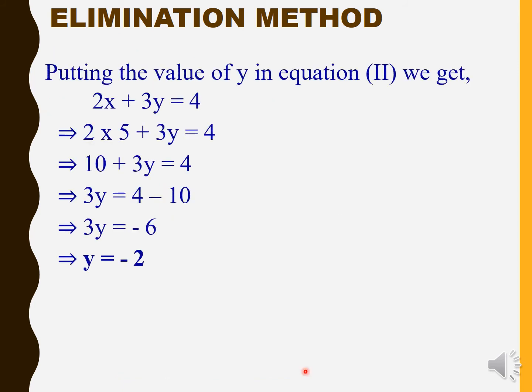Next, we'll put the value of x in equation 1 or 2; you can put the value in either one. When we put the value of x here and solve it further, we get the value of y. The value of y is obtained as -2. Finally, the values of x and y are obtained, and we can write down the final solution as x equals 5 and y equals -2.